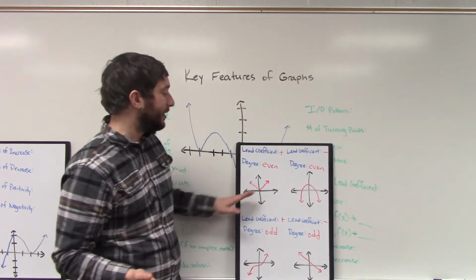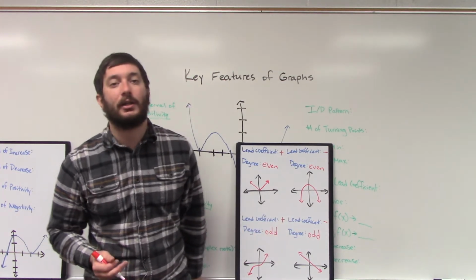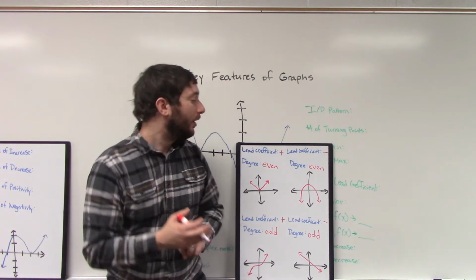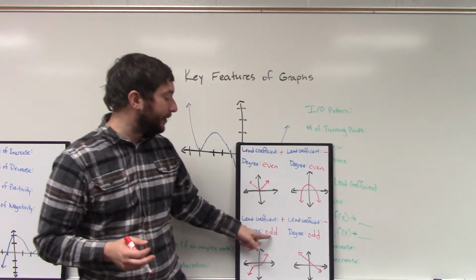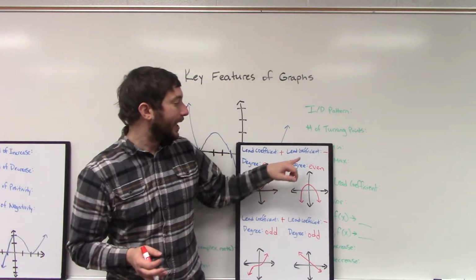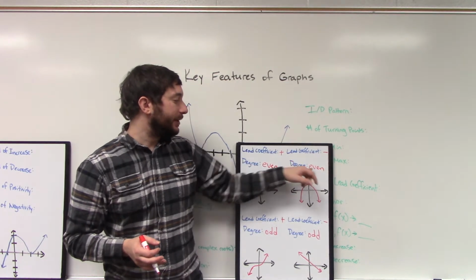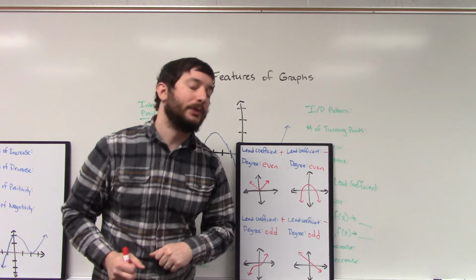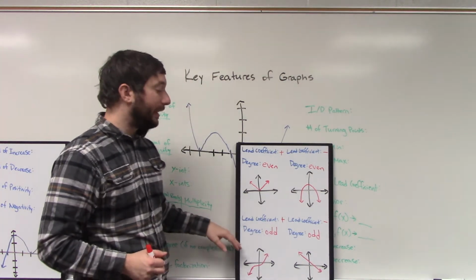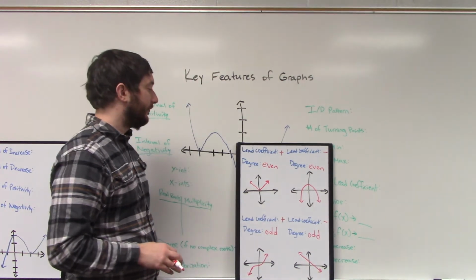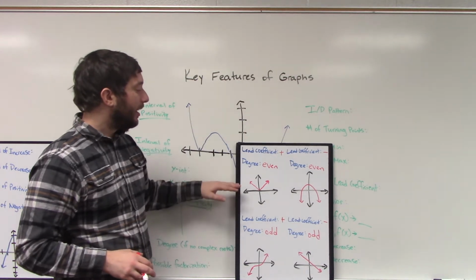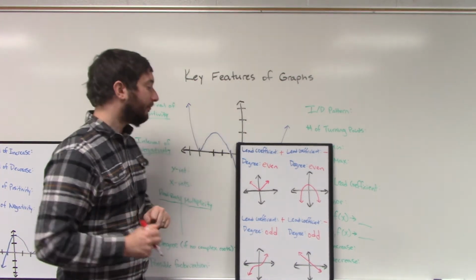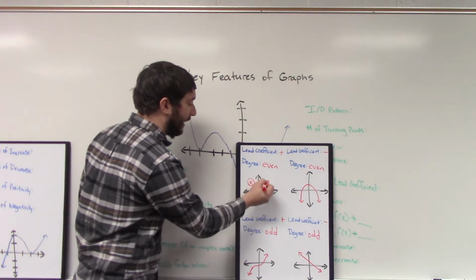These are the 4 scenarios, the only scenarios that can occur. When your lead coefficient is positive and the degree is even, when your lead coefficient is positive and the degree is odd, when the lead coefficient is negative and the degree is even, when the lead coefficient is negative and the degree is odd. Those 4 scenarios are the only ones that can occur, at least for our purposes in this unit. So you can see the end behavior here in words, 2 arrows, these are your end behaviors.